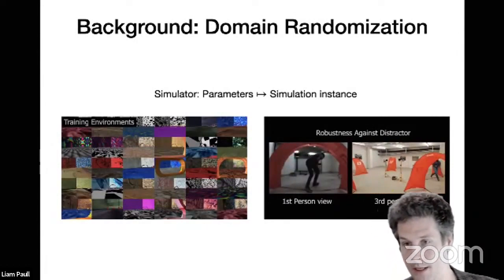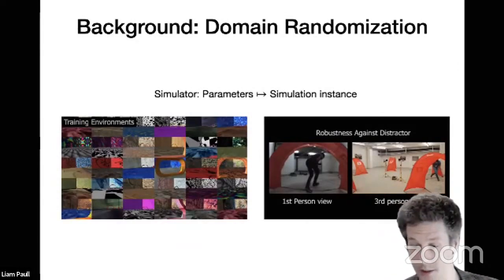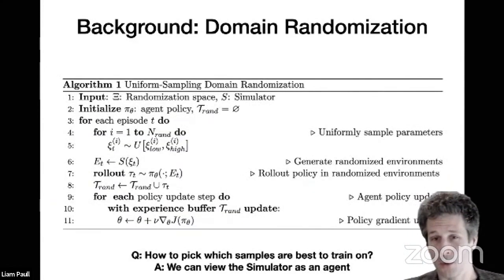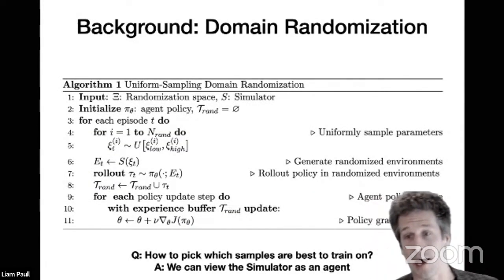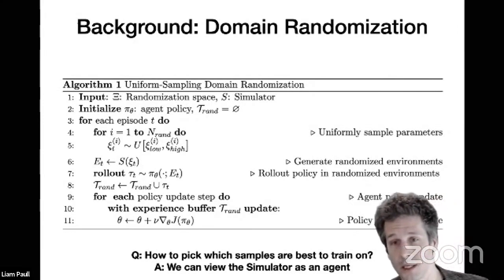So this is not my work. This is Davide Scaramuzza's work in quadrotor navigation. And so we can write this down as an algorithm. I don't want to go too much into the weeds here, but just to walk through this, the input here is some randomization space that we're going to randomize our parameters over.